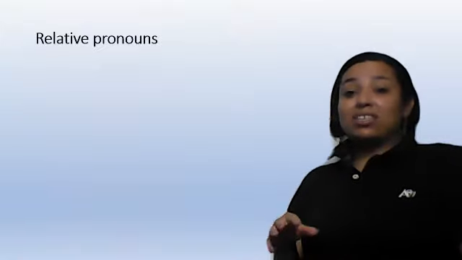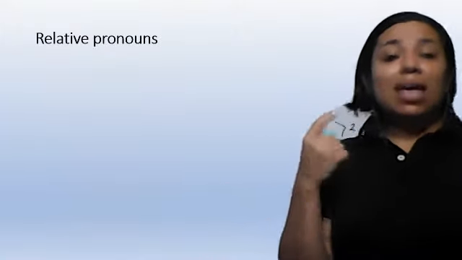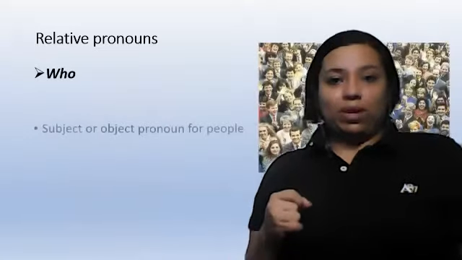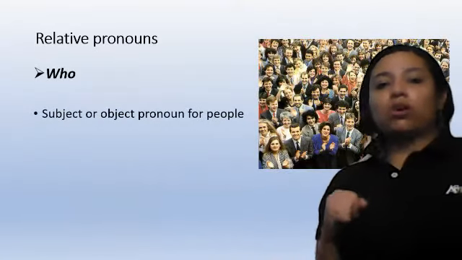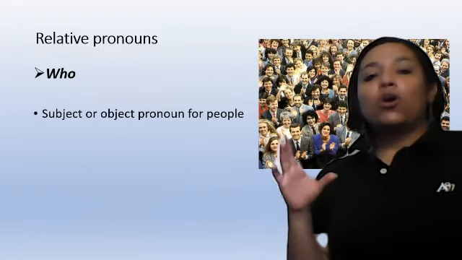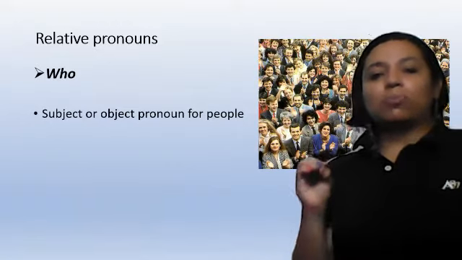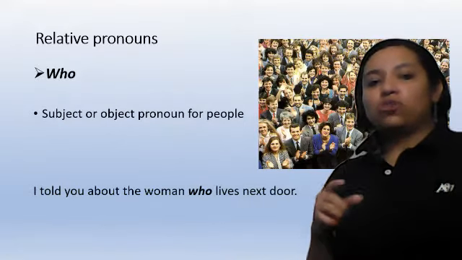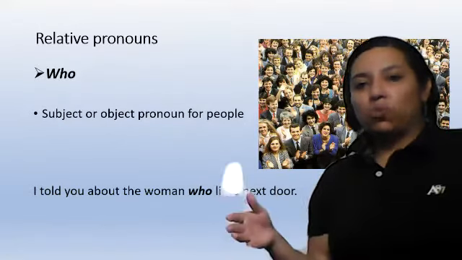Now, there are relative pronouns and relative adverbs that can help you to make relative clauses. The most common, or best known, are the relative pronouns, and the first one is who. This one is used for subject or object pronouns for people. We substitute subject or object pronouns for people, only people. For example, I told you about the woman who lives next door. In this case, the extra information is that she lives next door.